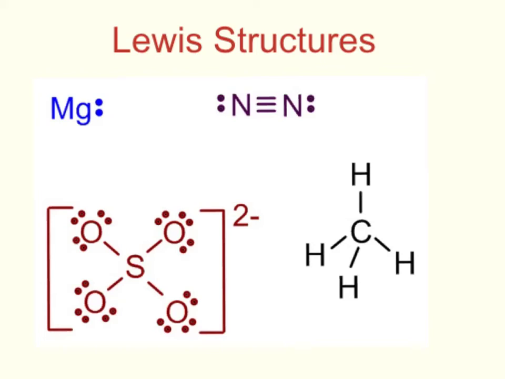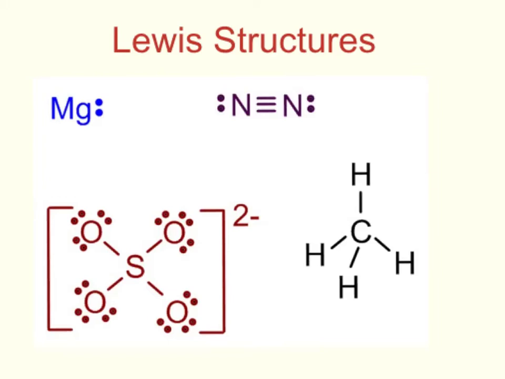Hi, this is the first part in a series of videos about Lewis structures, which can also be called Lewis dot diagrams. The Lewis structures are used to help to understand bonding in molecules. What we use is the symbol of the element to represent the core electrons, and then we're going to use dots to represent valence electrons.